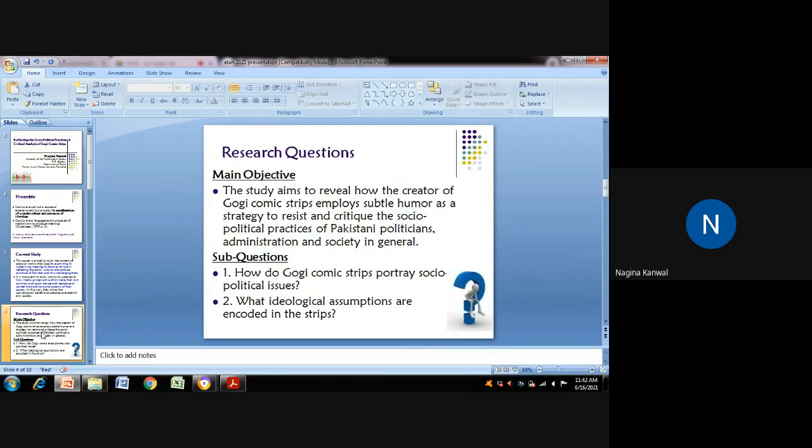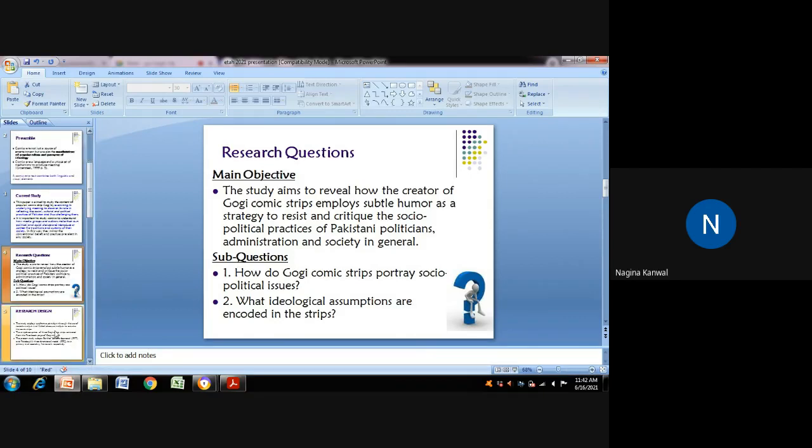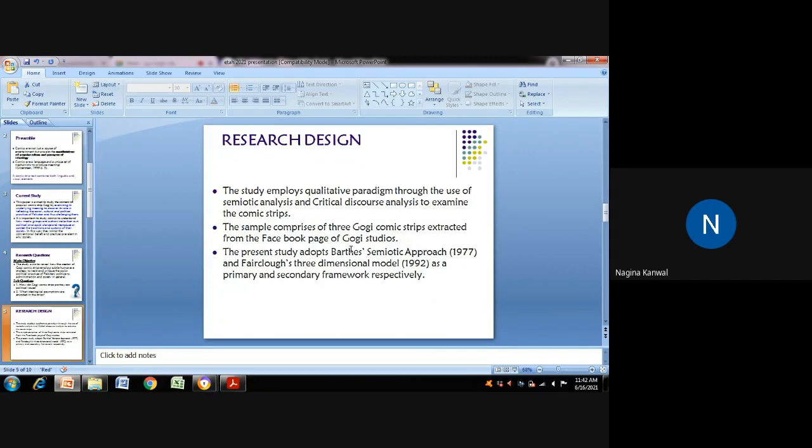My main objective is to see how these comic strips reveal the creator's way of employing subtle humor as a strategy to resist and critique the socio-political practices of Pakistani politicians, administration, and society in general. To achieve my purpose, I have used the qualitative paradigm, using semiotic analysis by employing Barthes' semiotic approach, and I did critical discourse analysis by drawing on Fairclough's three-dimensional model.